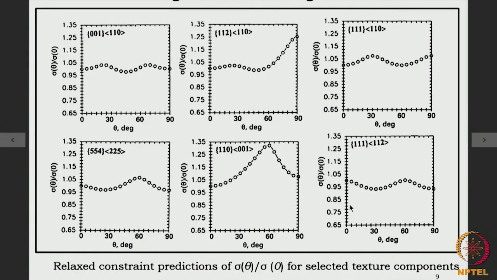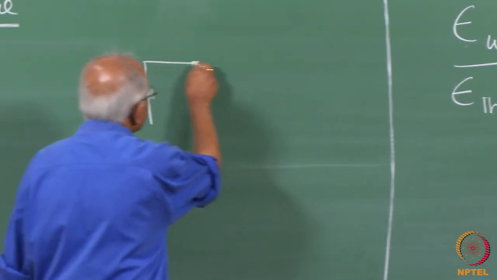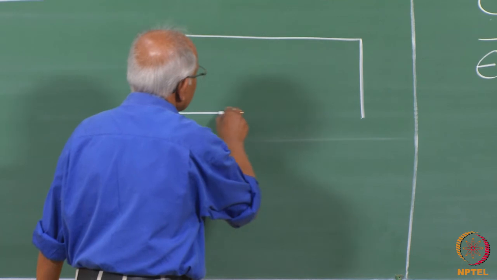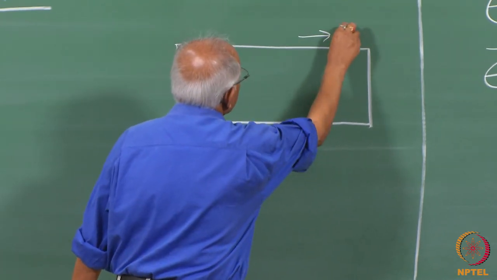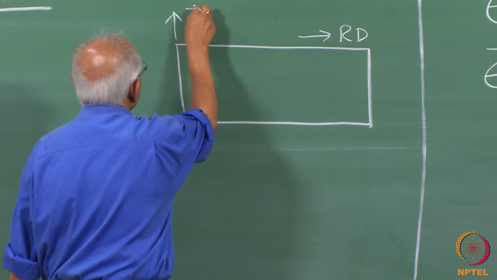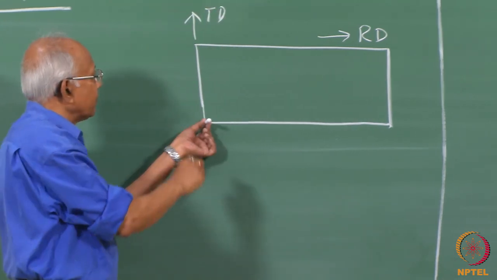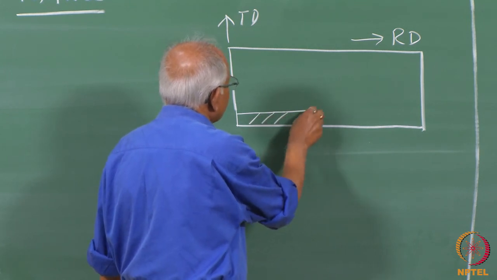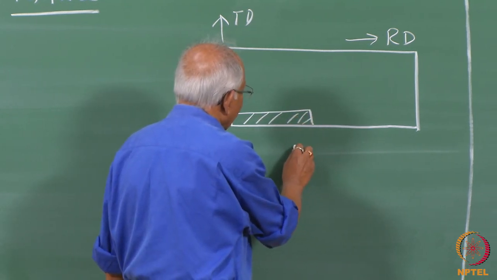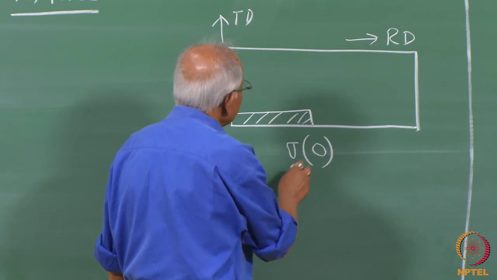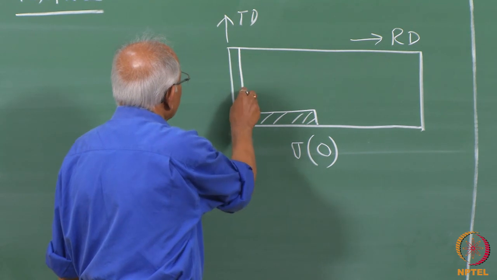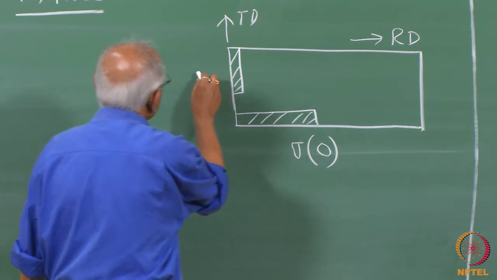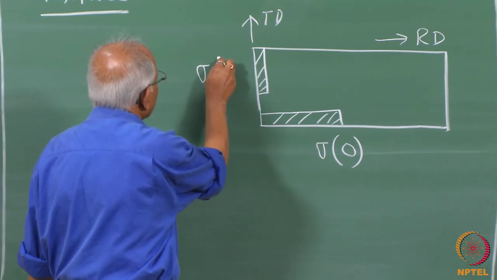Now this is another diagram where I have plotted sigma theta by sigma 0. So what I have done essentially is I have taken a sheet material, say this is the rolling direction, this is the transverse direction, and of course this is the normal direction. Now if we take a tensile sample along the rolling direction, that value is written as sigma 0. Now if we take a tensile sample along the transverse direction, the value obtained of the tensile strength we write as sigma 90.